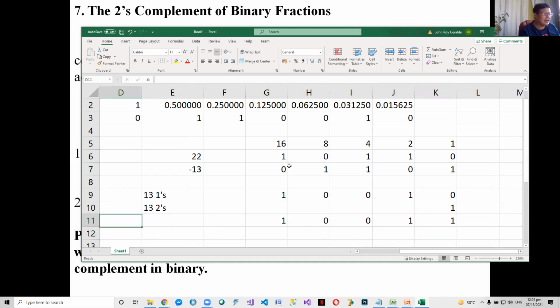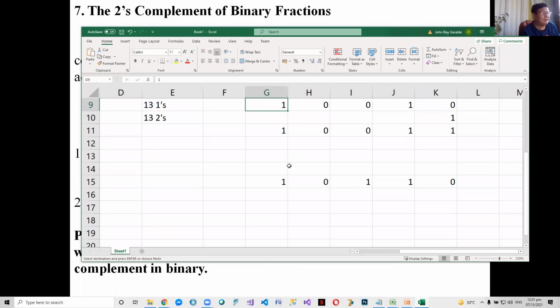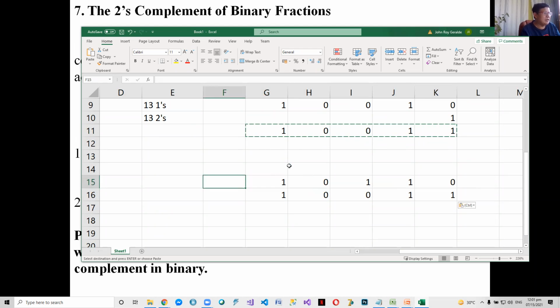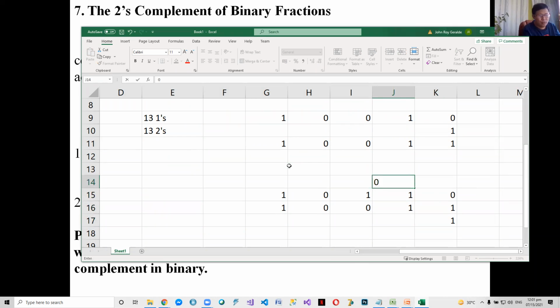Okay? So, idadagdag na lang natin ito. Do you follow? Ito sila idadagdag natin. So this is 22 plus the negative 13. 0 minus 1, cannot. This is a 1 with a borrow. Right? So, magiging 0 na ito. Kasi 1, 0, 1. Now, this is now a 0. We cannot, so we have to borrow. This will become a 0. So, 1, 0 minus 1, this is a 1. And now, 0 minus 0 is a 0.